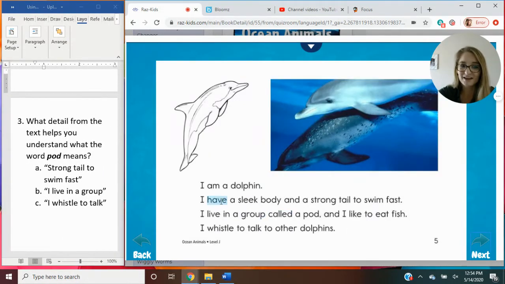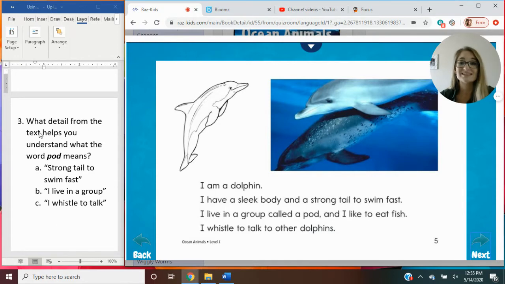I am a dolphin. I have a sleek body and a strong tail to swim fast. I live in a group called a pod, and I like to eat fish. I whistle to talk to other dolphins.